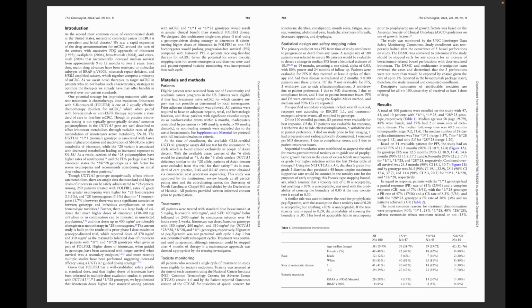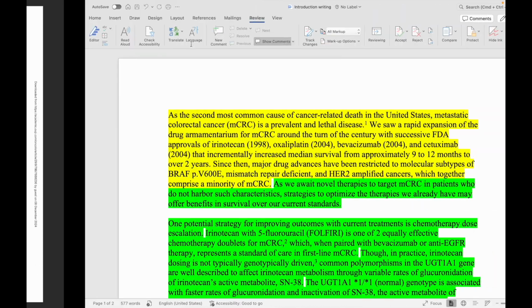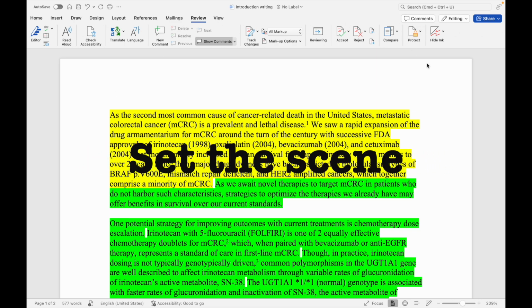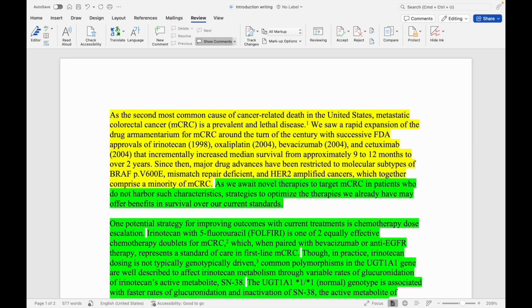So an introduction section is generally about one column, a column and a third in a printed page of your journal. So using this introduction section as an example, let's have a look at the different elements for writing it. So first, we want to set the scene. What is the current situation in relation to the disease or health outcome your paper is investigating?